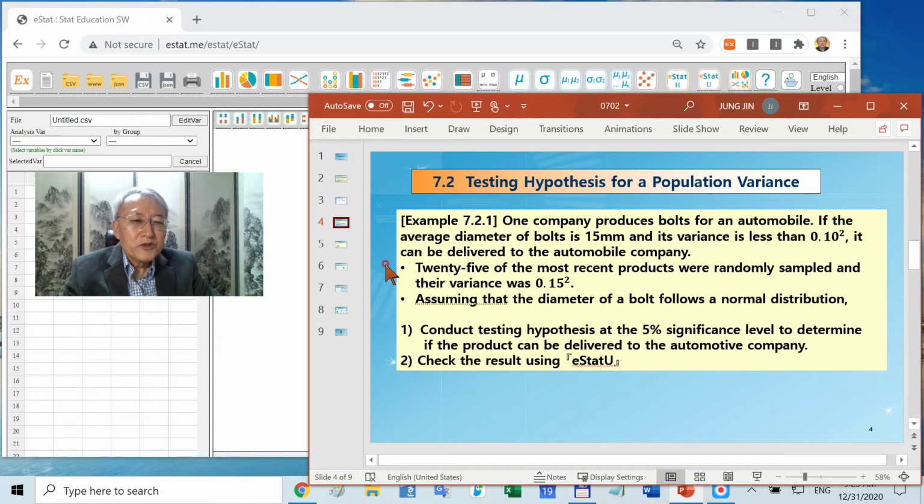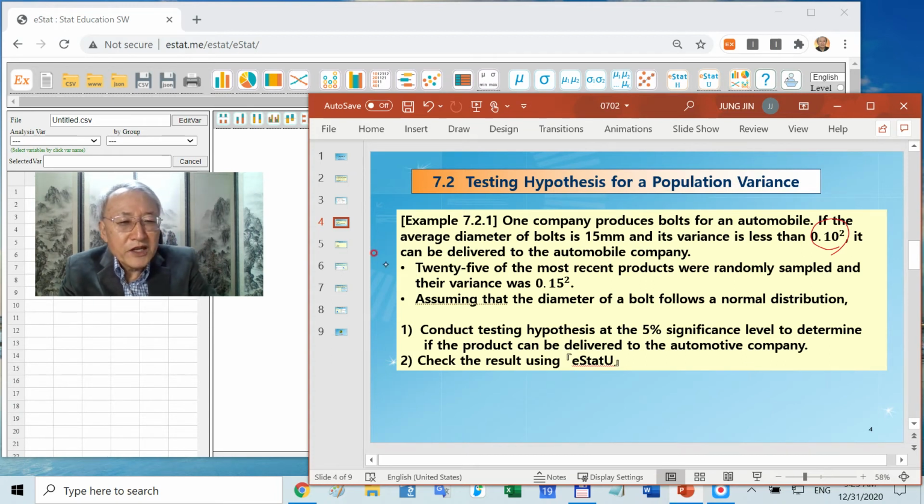Well, suppose you produce a bolt. The diameter is 15 millimeters. If the variance is less than 0.1 squared, you can supply to some automobile company.